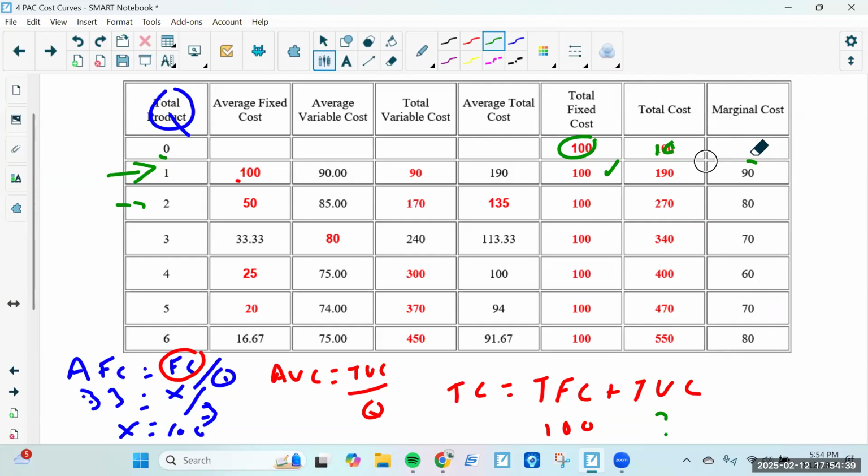Okay. At the same time, what if I didn't give you this number right here, but I did give you this 340? Can you solve for this number right here? Sure. Total is the sum of the margins. So you'd have to go 100 plus 90 plus 80 plus what? X gives you the 340. So you solve for X. You know that 100 plus 90 plus 80 plus whatever number this is equals 340. And when you do it, you find out it's 70. So you can also solve for marginal when I give you total.